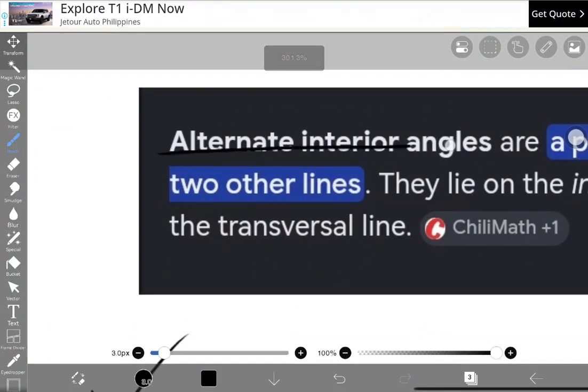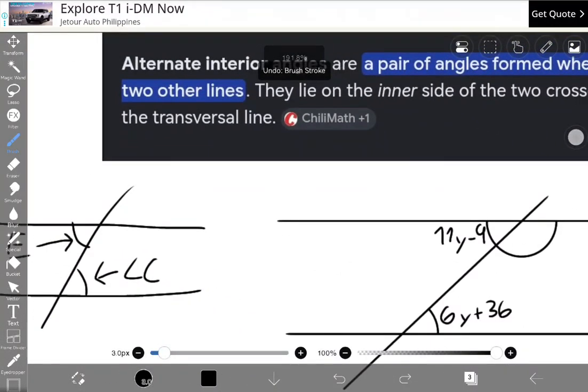So we're gonna do alternate interior angles now instead of corresponding angles.